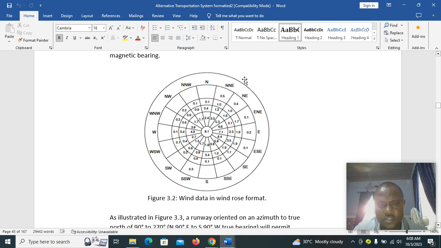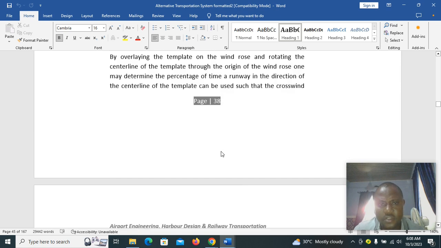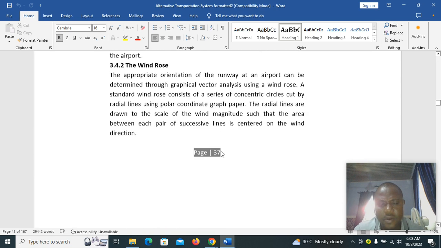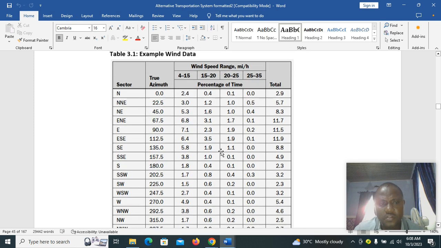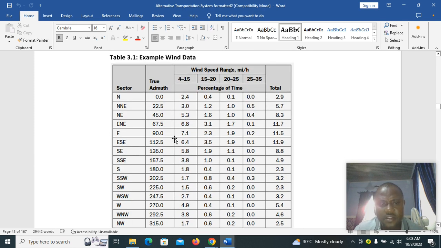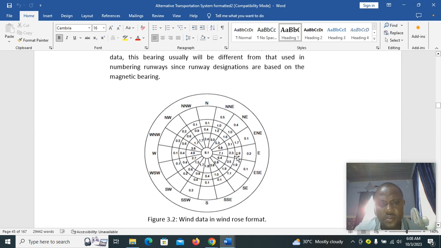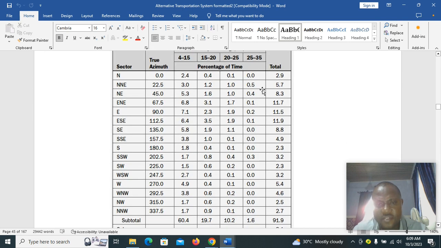The north northeast, let's see what we have from the table. North northeast, we have 3.0, 1.2, 1.0. So let's go back. You see, for the north northeast, we have 3.0, which is the strongest. Then we have the time duration, 1.2, 1.0, 0.5. You can see it. So we plot it like that.